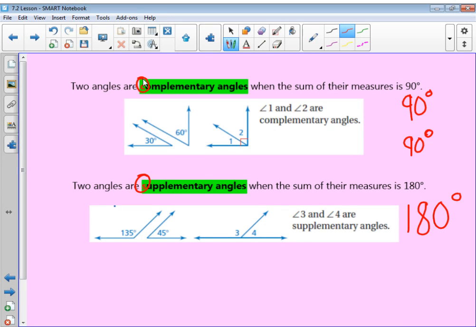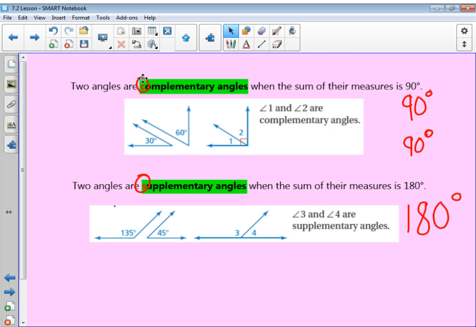Okay, it does not matter what two angle measures are given. If they equal 90 degrees together, when you add them together, they're complementary. If they equal 180 exactly, then they're supplementary. If they equal anything other than those two exact numbers, then they're considered neither complementary nor supplementary.